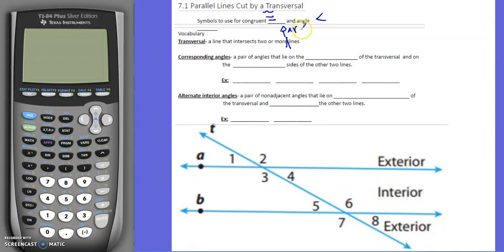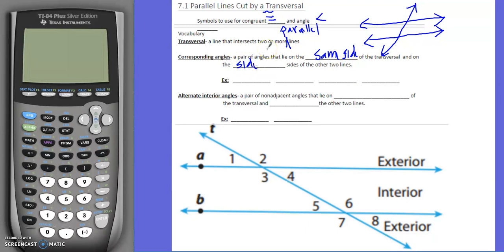So if you have, let's say this is a parallel line and a line that intersects it, this is called the transversal. Corresponding angles: a pair of angles that lie on the same side of the transversal and on the same sides of the two lines.